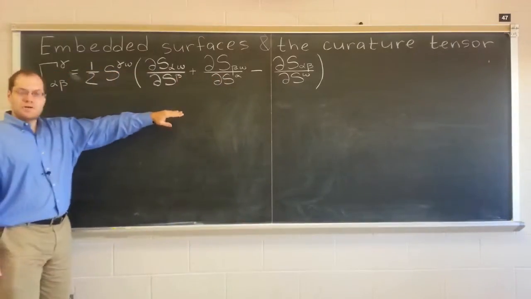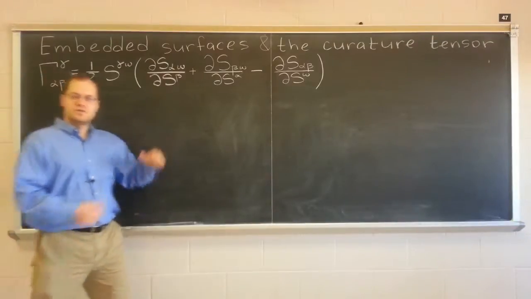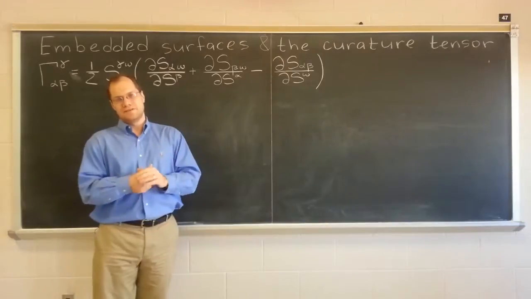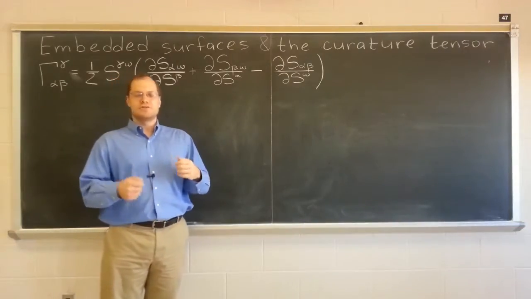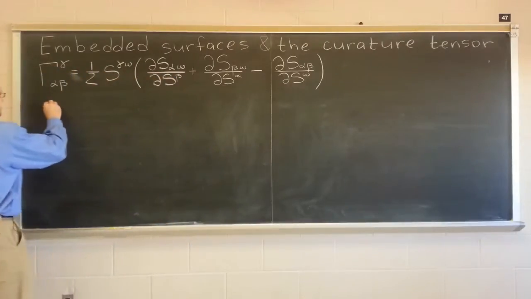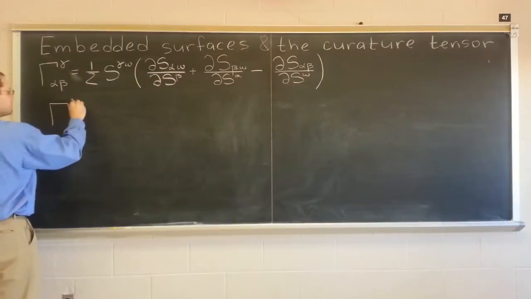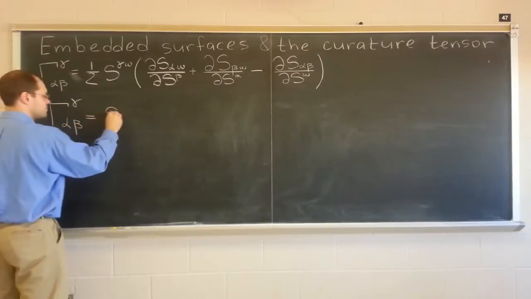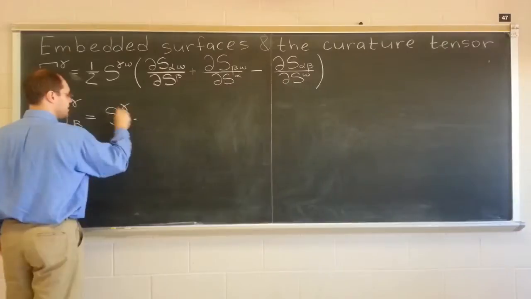I will now write down what previously was used as a consequence of the definition of the Christoffel symbol, but it will now serve as the definition of the Christoffel symbol. And it is this. Alpha, beta is this dot product.